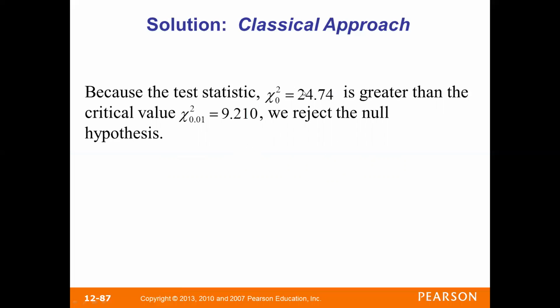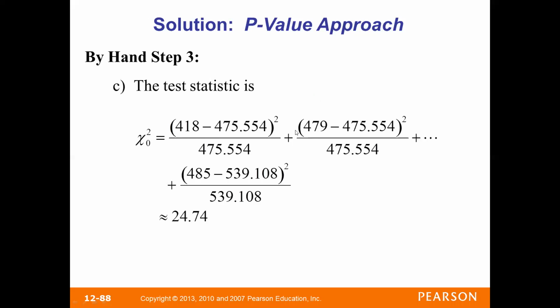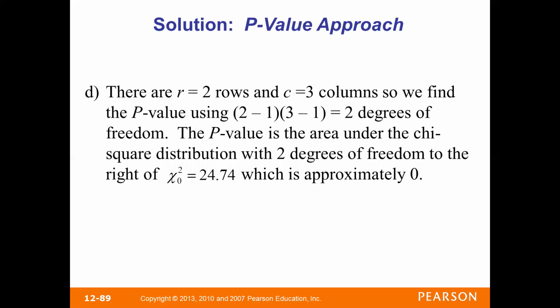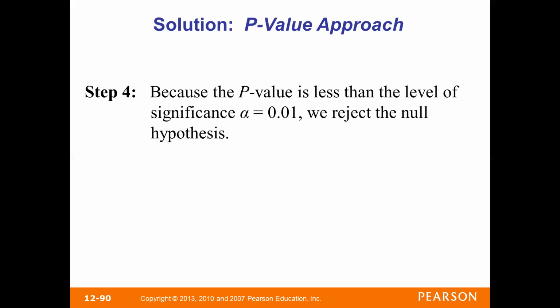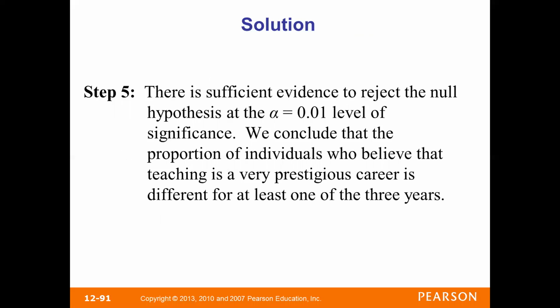Again, with the p-value approach, you could figure out in that 2 degree of freedom row, what's the likelihood of seeing a value of 24.74 or greater? And it ends up being much less than 0.001. It's approximately 0. So again, the p-value is less than 0.01, so we'll again reject the null hypothesis. Doesn't matter if it was a p-value approach or the classical approach. We still rejected the null hypothesis in both cases. So there is sufficient evidence to conclude that the proportion of individuals who believe that teaching is a very prestigious career is different for at least one of the 3 years.